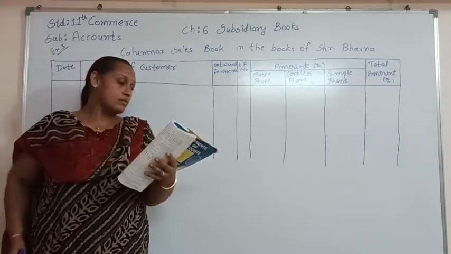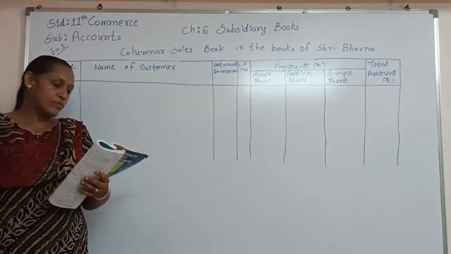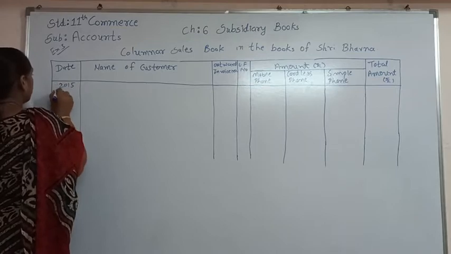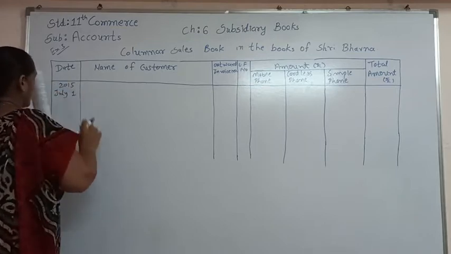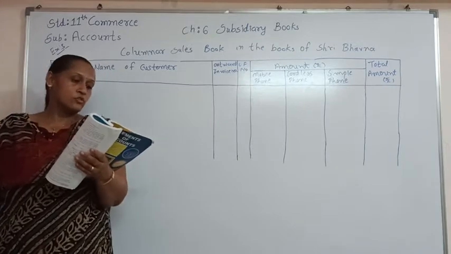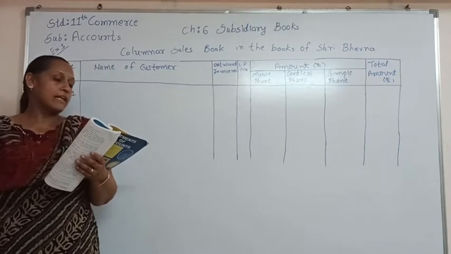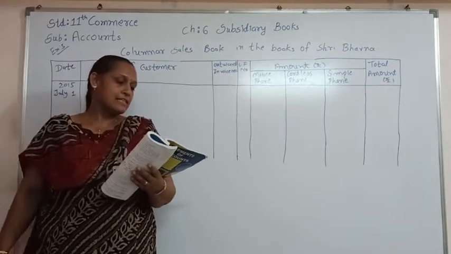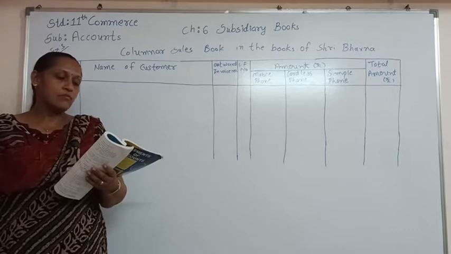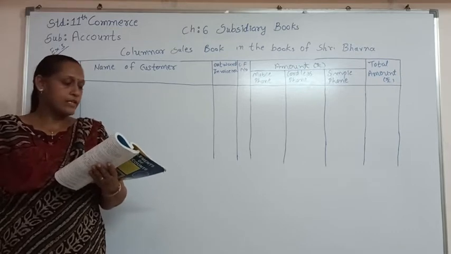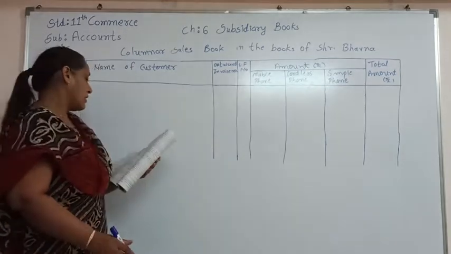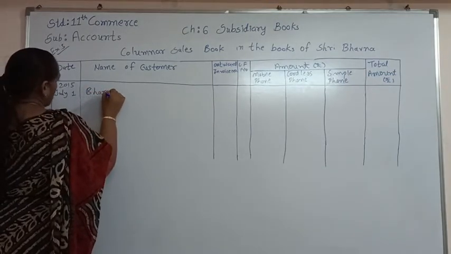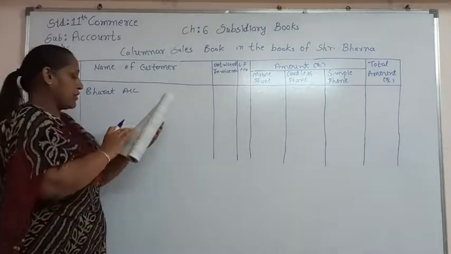Now let's write the first transaction, that is 2015 July 1st. Sold to Bharat 5 mobile phones at 9,000 per piece, 5 cordless phones at 4,000 per piece and 10 simple phones at 2,000 per piece. Invoice number 101. Credit period is 2 months. So here, very first, we have sold to Bharat's account, and here the invoice number is given.